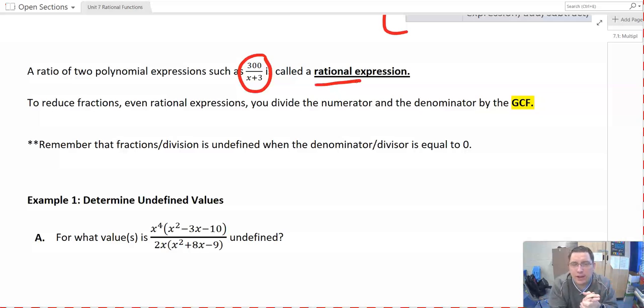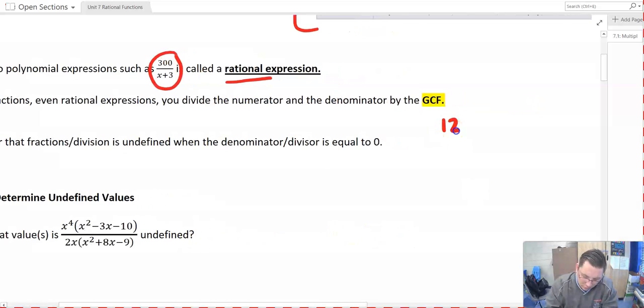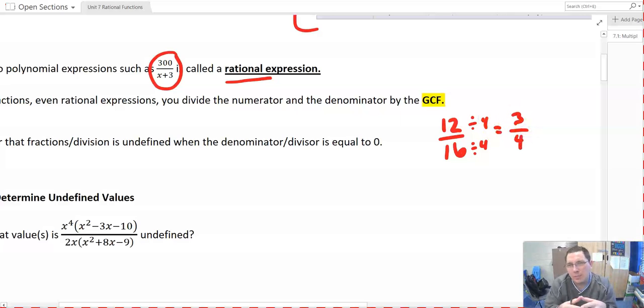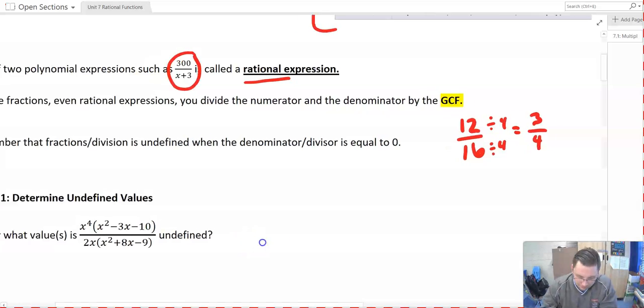Remember that to reduce fractions, even rational expressions, you divide the numerator and denominator by the greatest common factor. So for example, if we just had 12 over 16, we could divide both the numerator and denominator by 4 and reduce this down to 3/4. The same thing's going to happen when we have a rational expression, except we're not going to be dividing by 4, but we'll be dividing by something like x plus 2. Let's see how that works in these first few examples.